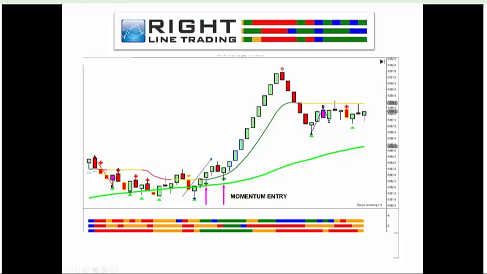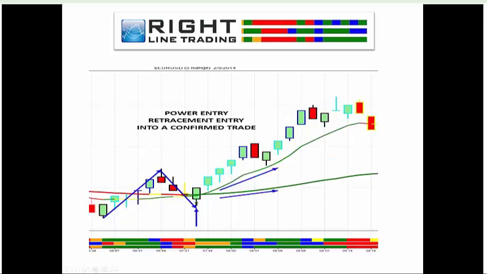Again, it's really the same thing. This is a power entry. It's a break, a retracement right into the 50. The 50's up and the 15's up, and up we go. We always trend trade.